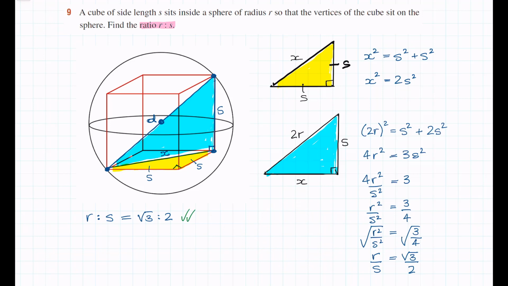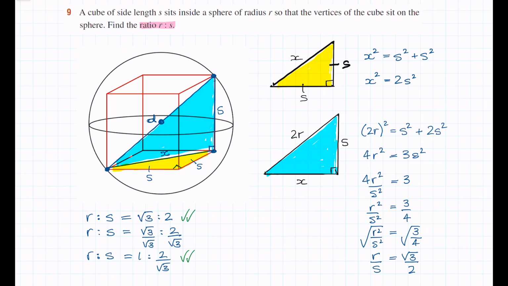But what you might see is the ratio written as 1 to something. So if you wanted to convert this ratio r to s to be 1 to something, you could just say that r to s is equal to, and you could divide both of these components of the ratio by root 3. So we'll get root 3 over root 3 to 2 over root 3. And in doing that, we get r to s is equal to 1 to 2 over root 3. And that's another way that you might see this ratio represented.